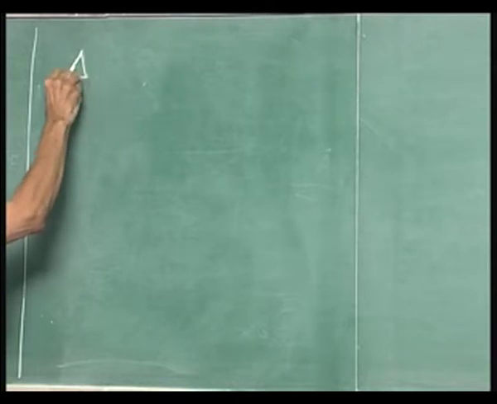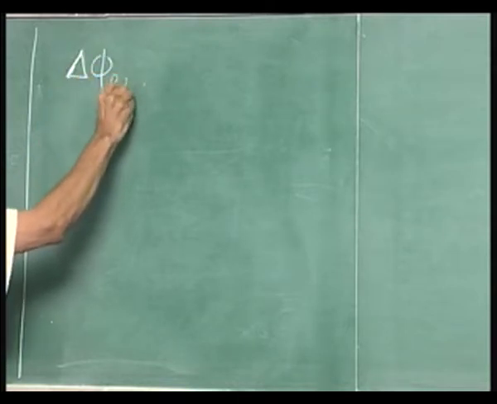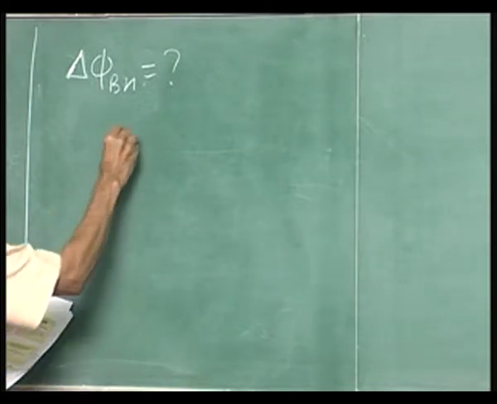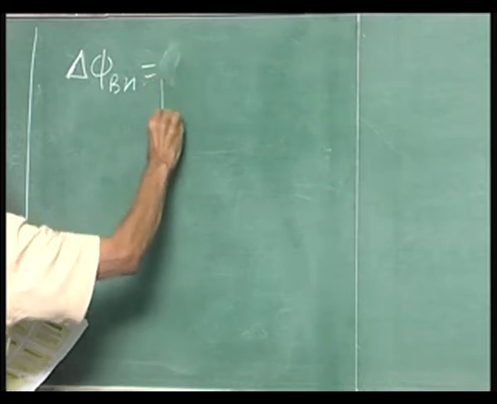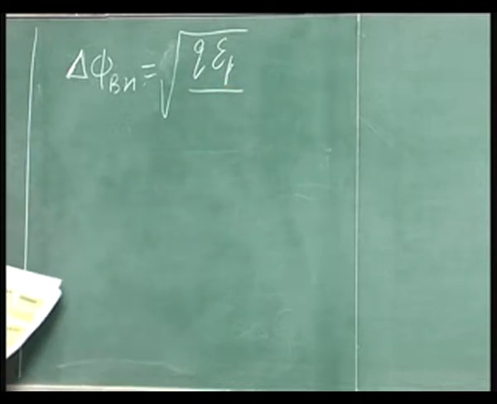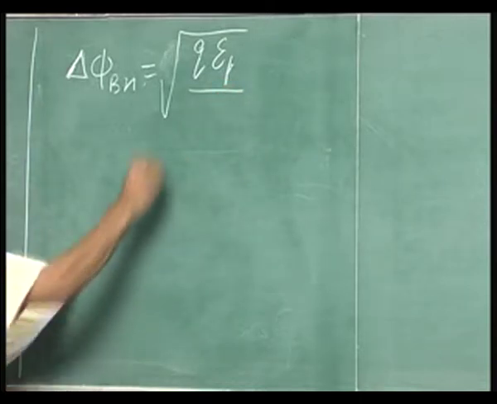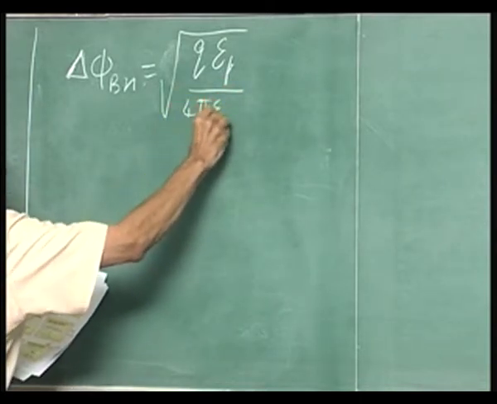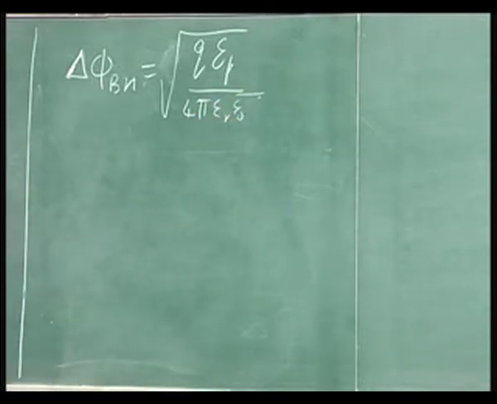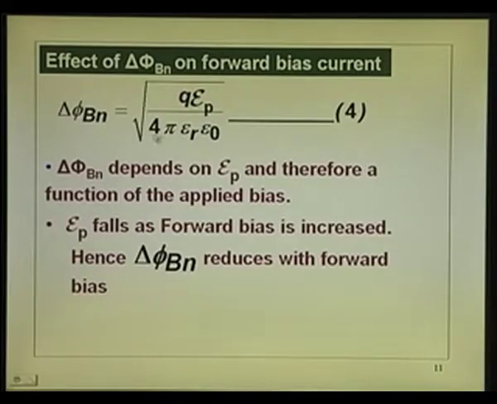Delta phi b n, order of magnitude, how much? That is what we want to see. So, delta phi b n is actually equal to the root of q E peak divided by, correct? It is right here. Delta phi b n is that number.